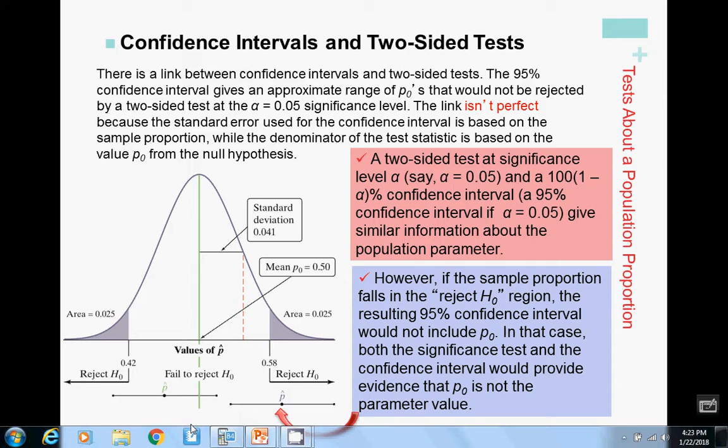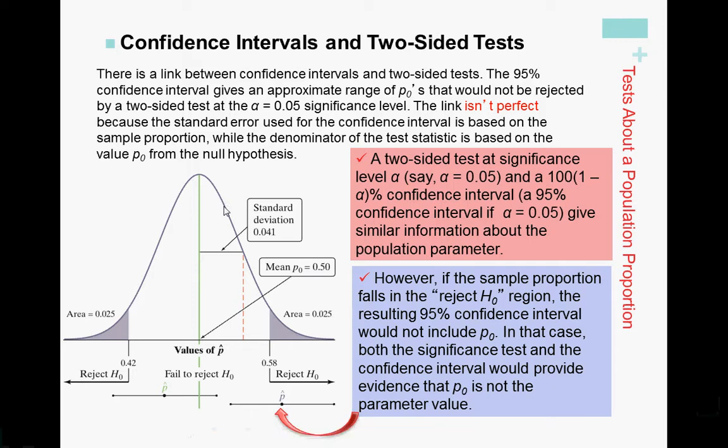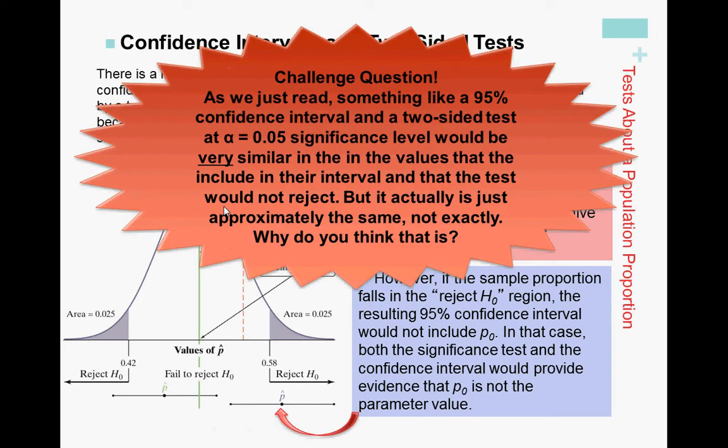Here we go. Okay. So challenge question. I think it's already answered previously, but let's see if you remember. As we read, something like a 95% confidence interval and a two-sided test, alpha equals 0.05 significance level, would be very similar in the values that they include in their interval and that the test would not reject. But it actually is just approximately the same, not exactly. Why do you think that is?